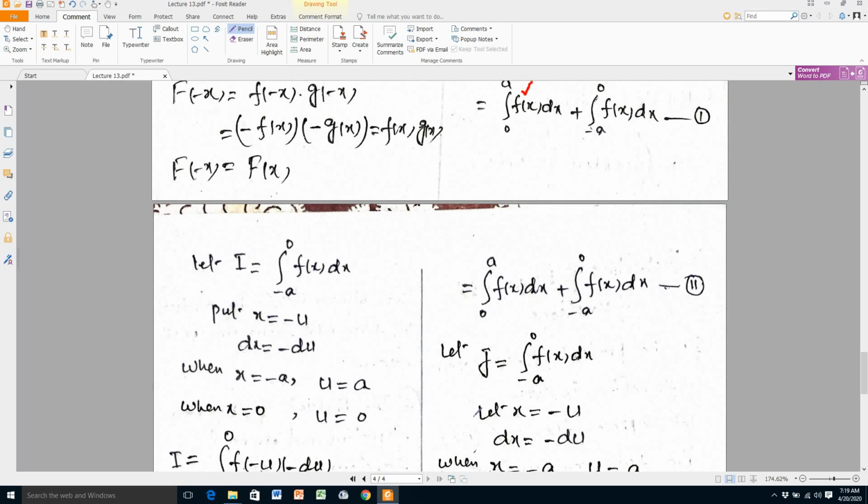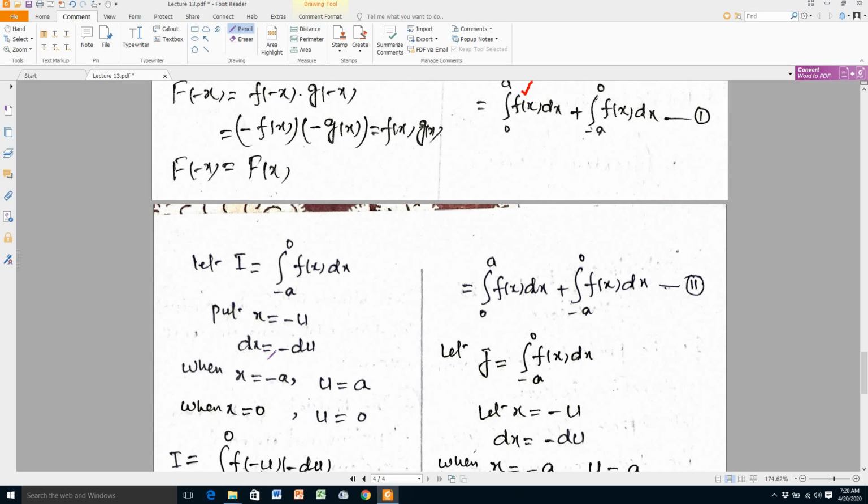Let I be equal to the integral from minus a to 0 of f of x dx. Now I substitute x is equal to minus u. Then taking the differential, dx is equal to minus du.